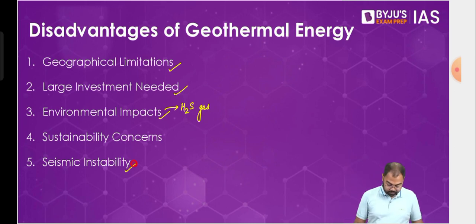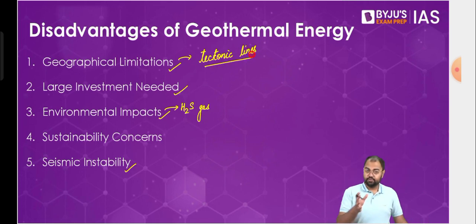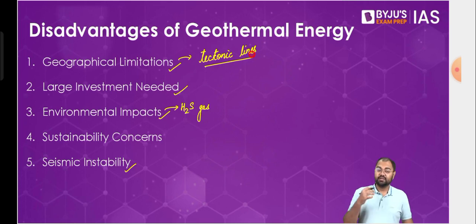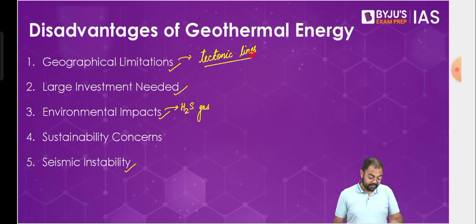Because we discussed the geographical limitation. Why? Because most of them run along the tectonic lines, right? So these are areas which are already susceptible to seismic movements, and that's why there are higher chances of earthquakes. Now that we start extracting energy from here, that also can lead to some kind of instability, and that's why seismic instability is also a possible problem with geothermal energy.